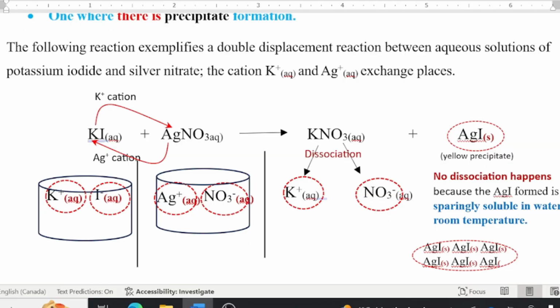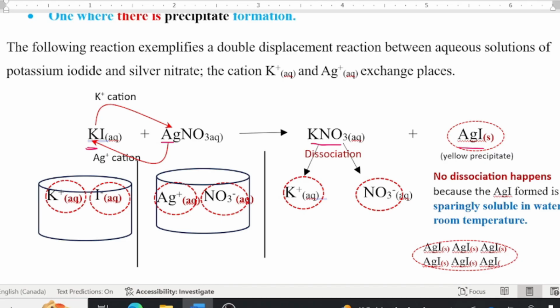In this reaction here, we're seeing how the potassium ion is exchanging place with this silver ion, the cation. And what is formed? You get potassium nitrate being formed and silver iodide. These react to form a precipitate. This silver iodide here, that's a precipitate. So we say that this represents a double displacement reaction.